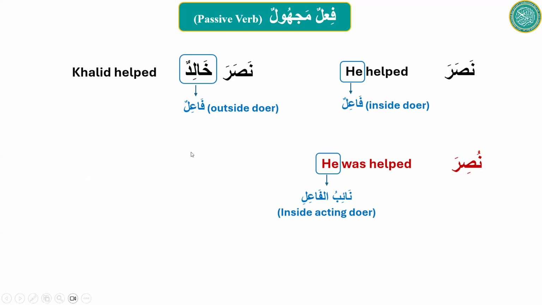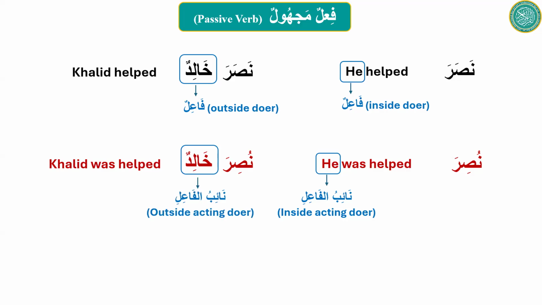Okay, how will you translate this, brother? Try it. Khalid was helped. Khalid was helped. So what is Khalid here then? Inside acting doer. Did you say inside? Is it inside or outside? Sorry, outside. Outside acting doer. In Arabic it's the same, naibul fa'il, but in English we can say it is the outside acting doer.